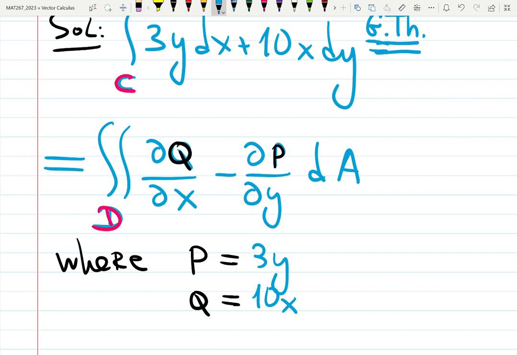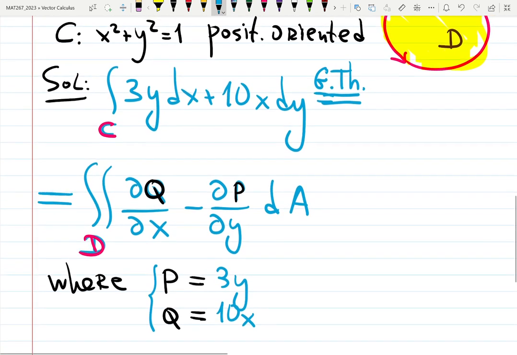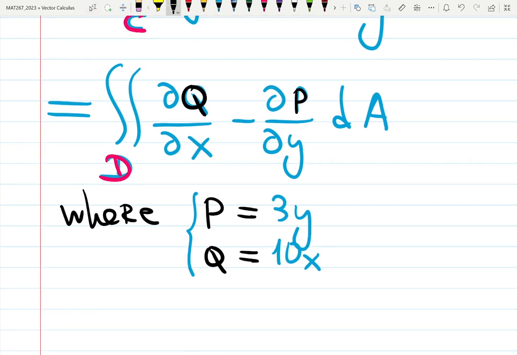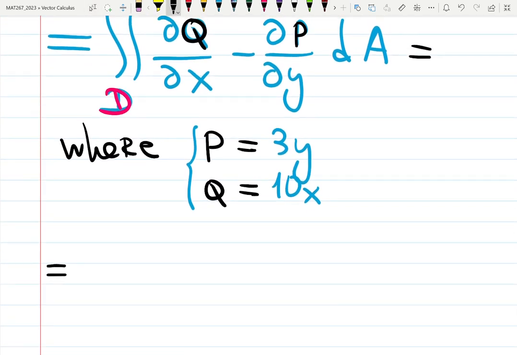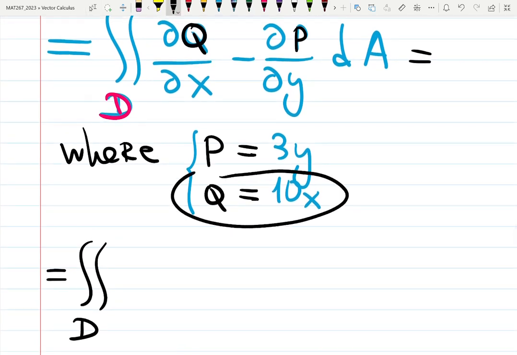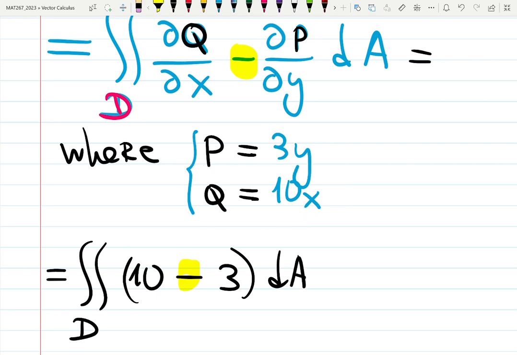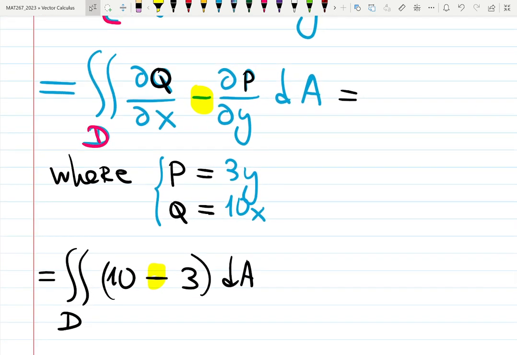That is weird. I agree with you if you think that's weird. All of this notation is weird, but it's extremely important and has lots of applications. Okay, well, now at least I know how to proceed. I will have a double integral. I'll figure out the d later. The derivative of Q with respect to x gives me 10, minus is part of the formula. The derivative of P with respect to y gives me 3, dA, like so. 10 minus 3, that's 7.